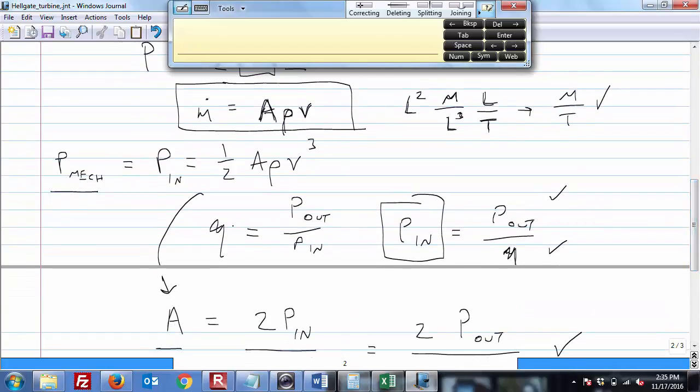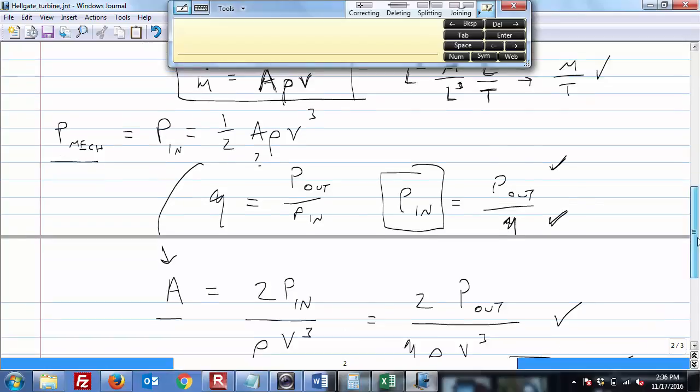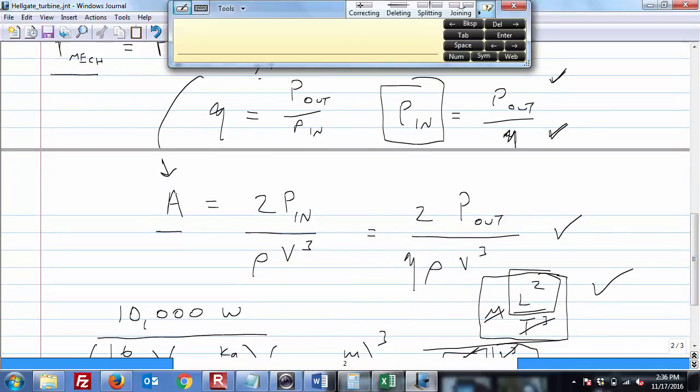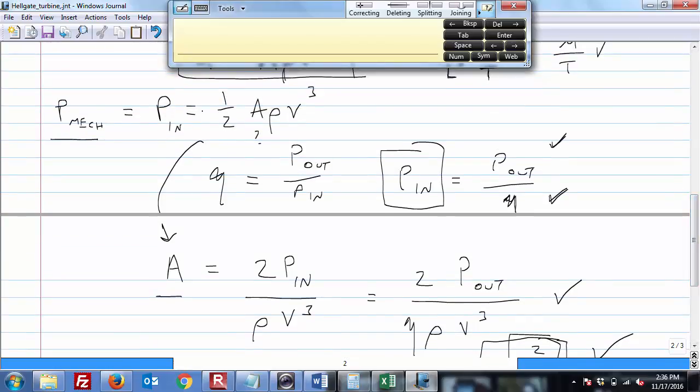Now, we know the efficiency is the power out divided by the power in. We solve that for power in because what we're looking for is area. So in this equation, we know we're looking for the area. We can get the power in because we have the power out and we have the efficiency. So substitute that in, solve for area. Area equals 2 from this guy right here. Area equals 2 times power in divided by air density divided by velocity cubed.